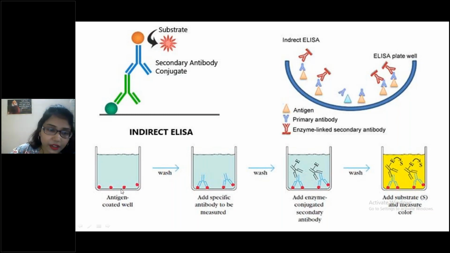So here you can see the antigen is coated on the wells, and then you add the specific antibody to be measured, that is through the patient serum. Once it is there in the patient serum, naturally it will bind, and every step has a wash. Why is there a wash? Suppose the antibodies are not there, then they won't bind. So they will not bind to the antigens.